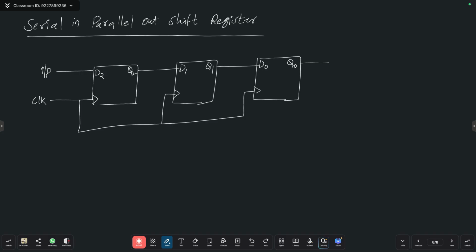If we transfer n bits, we need n bit shift register. Yes or no? If you want to transfer 3 bits, we need a 3-bit register. Just now we have worked out on that 4 bits, I think.